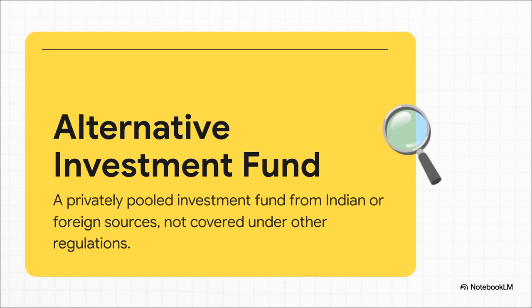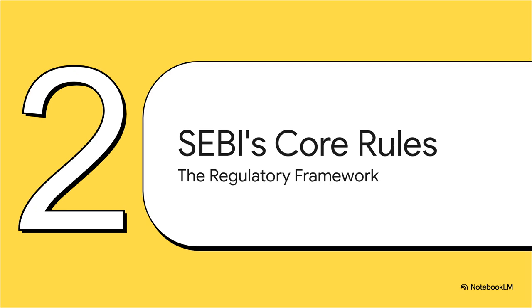Okay, so that brings us to the official definition from SEBI, and you'll definitely want to remember this one. SEBI calls an AIF a privately pooled investment fund. Now, those two words, privately pooled, are everything. It means this isn't for the general public. It's a club, a select group of investors, and it plays by a totally different set of rules than your everyday mutual funds.